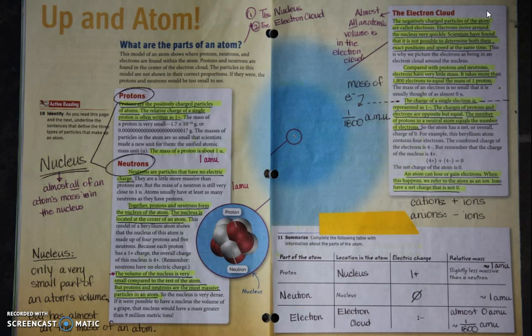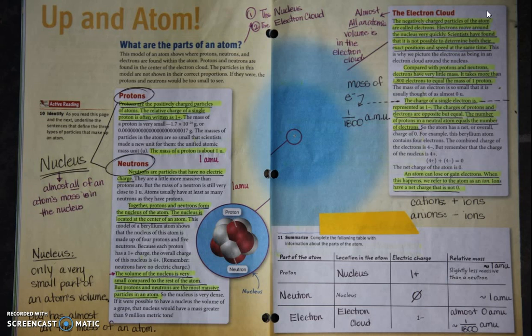Even though an electron's mass is very, very small, the charge of an electron is about the same as the charge of a proton. It's just that their charges are opposite. A proton has a +1 charge and an electron has a -1 charge. So the charges of protons and electrons are opposite but equal. The number of protons in a neutral atom has to equal the number of electrons. If the atom overall has no charge, then you're going to have the same number of electrons as protons. Otherwise, the atom has a net or overall charge.